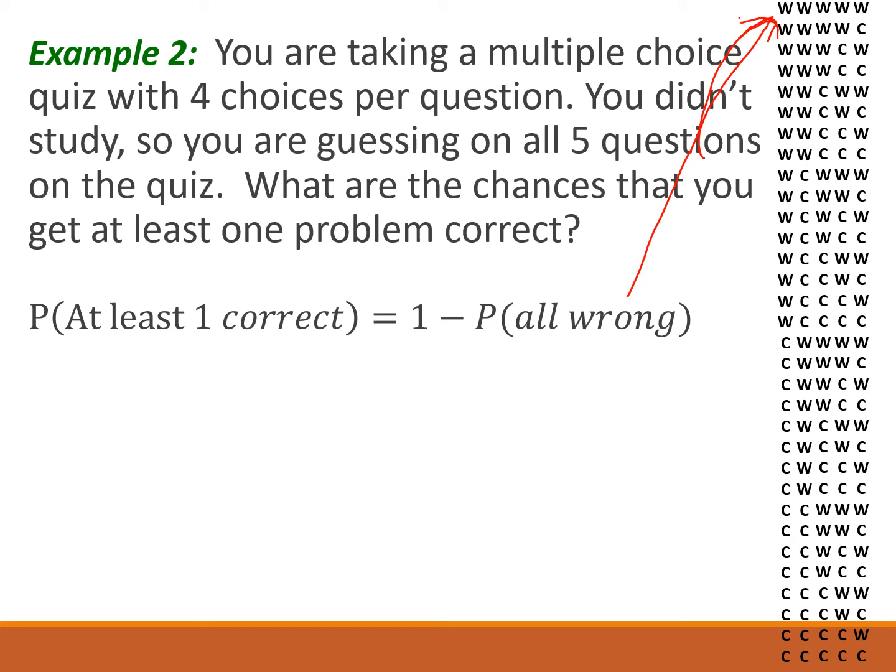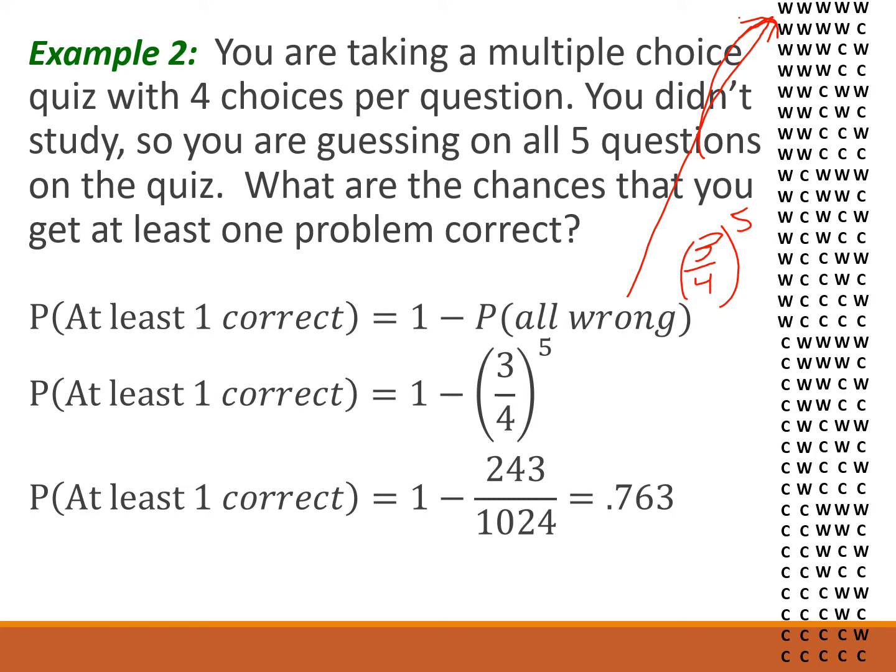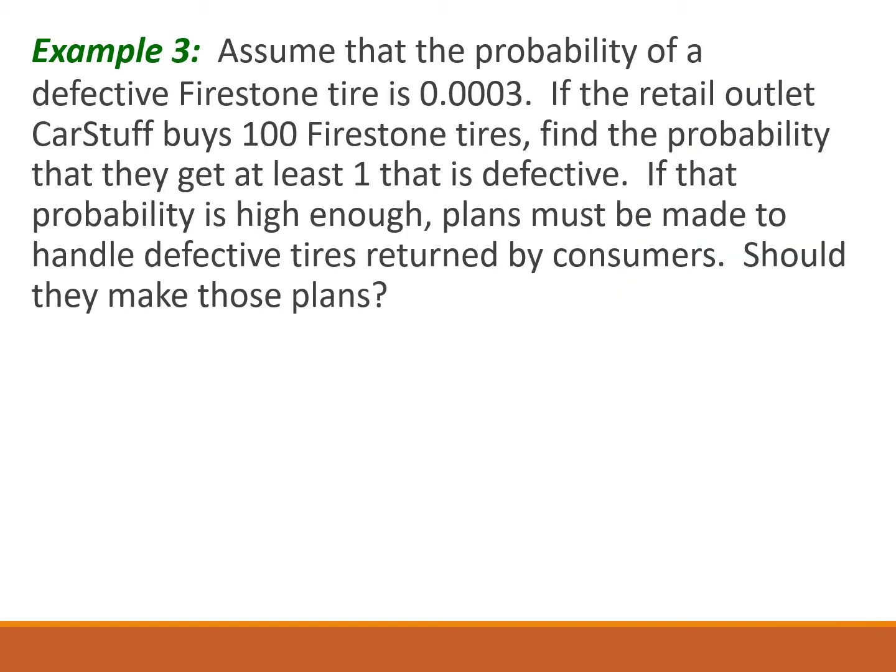Okay, so now what's the probability of getting a single question wrong? Well, there's 4 choices per question. 3 of them would be wrong. 1 would be right. So there's a 3 out of 4 chance we get that wrong, and we want to do that with all 5 questions. So 1 minus 3/4 to the 5th power. We just subtract that out. We get our big fraction here, and we'll switch it to a decimal to 3 decimal places. 0.763 is our answer.